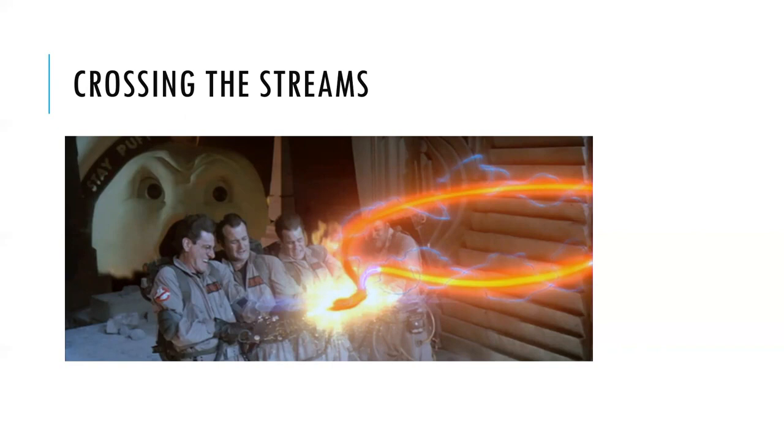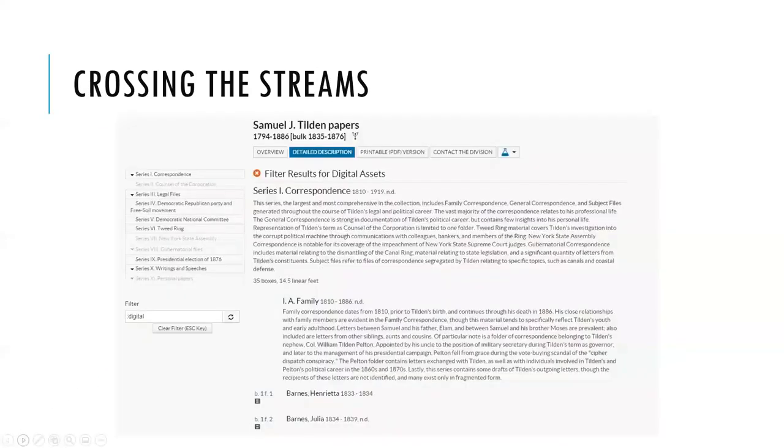And one example of this idea of kind of crossing the streams, for you Ghostbusters fans, is, again, if you look at the Tilden papers, only some of this collection has been digitized, so you can only access some of these materials online. Only some of these materials have item level description in the form of a digitized record. So if you are interested in the Council of the Corporation records, too bad, you have to access them from the archive. You can't do them from your home. If you're looking for records about Tilden's involvement with the New York State Assembly, too bad, you can't get those online.